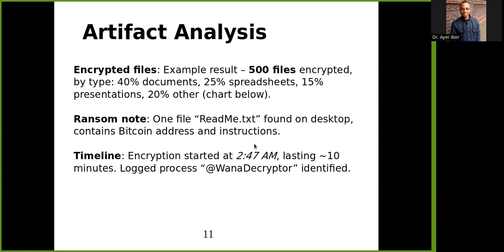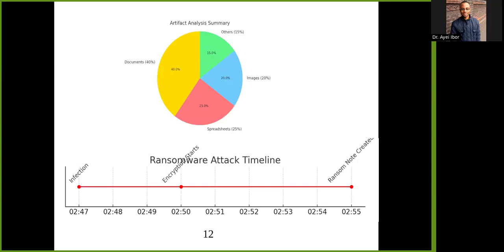Now let's look at artifact analysis. From Autopsy analysis, we compile our artifact summary. For example, we might find 500 encrypted files. And you can see here a quick chart which breaks them down by file type, many Word documents, some Excel, and so on. You also find a ransomware note file, perhaps a readme.txt file on the desktop, which includes the attacker's Bitcoin wallet address.